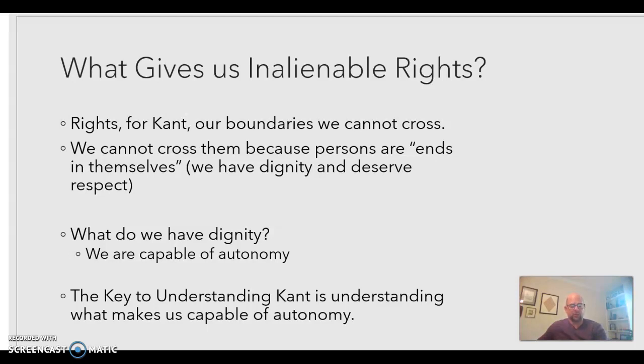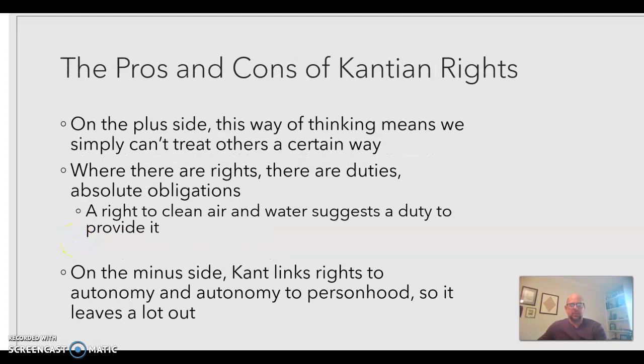A lot of what he's doing in his writing is just trying to defend the idea that in fact we're capable of autonomy. So there's pros and cons of this, right? On the plus side, that means certain things are off limits. And it also means there are duties to treat people a certain way. And by duty, we mean absolute obligation. By the way, that's important. It doesn't just mean a duty is your job. It doesn't mean a duty is the right thing to do. Duty means something very specific for Kant. It means an absolute obligation.